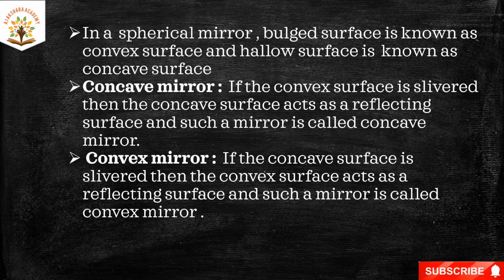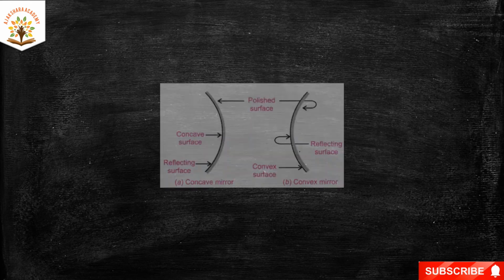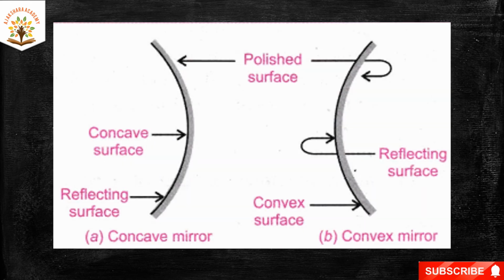Okay. Next. This is a diagrammatical representation of the concave mirror and convex mirror. See, this is the concave surface, the reflecting surface, and it is known as the polished surface. So, this represents the concave mirror and this is the convex mirror. Here in this convex mirror, this is the polished surface and it is the reflecting surface, and it is the convex surface. So, these two are the types of spherical mirrors. One is the concave mirror, the other is the convex mirror.